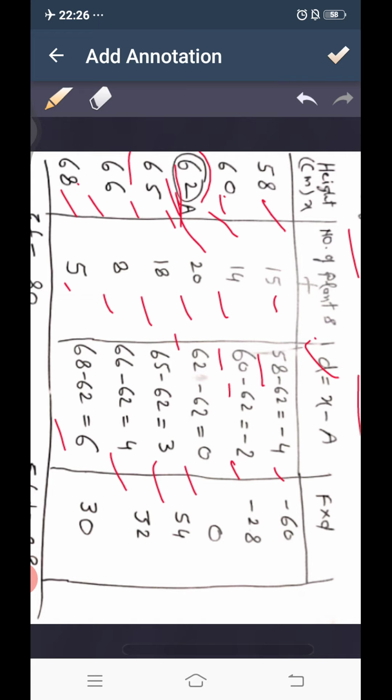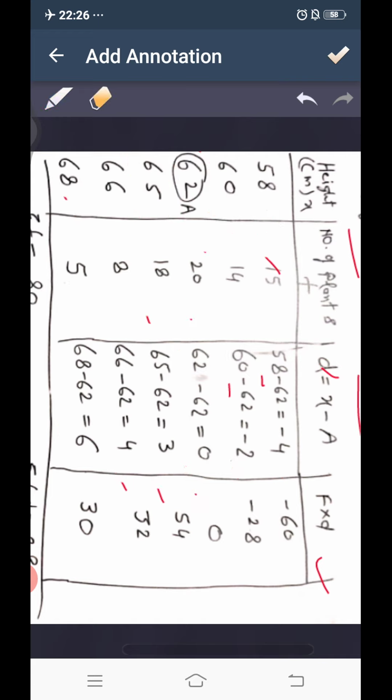Now we have to find f into D. So 15 into minus 4, that is minus 60. 14 into minus 2, minus 28. 20 into 0, that is 0. 18 into 3, that is 54. 8 into 4, 32. And 5 into 6 equal to 30. We have got all f into D.